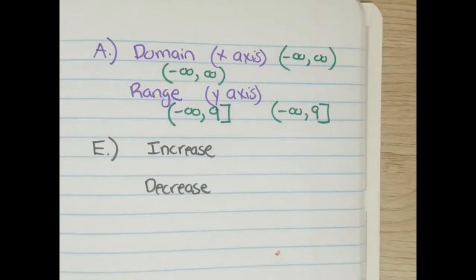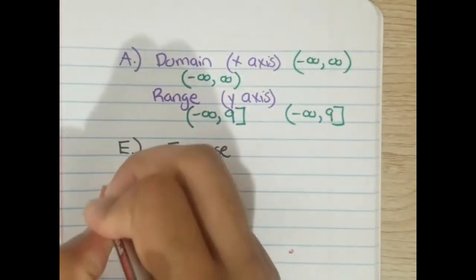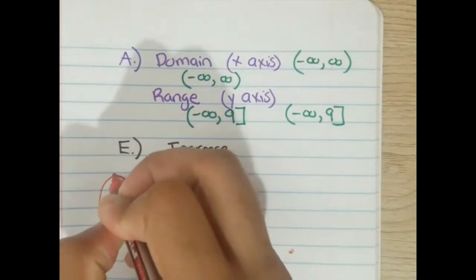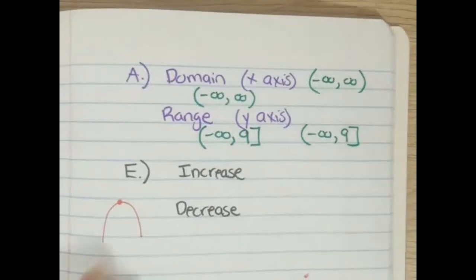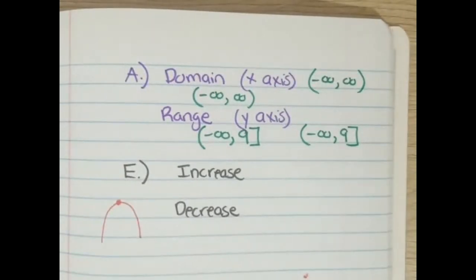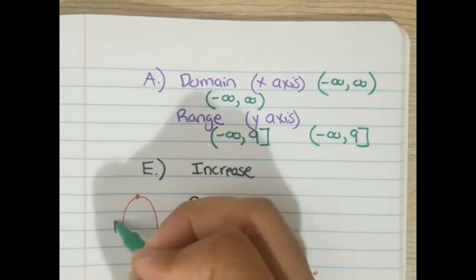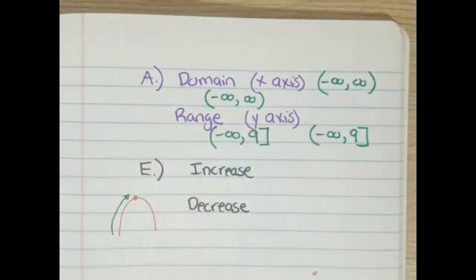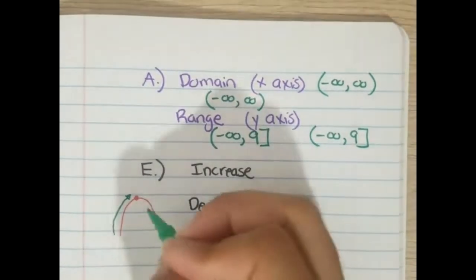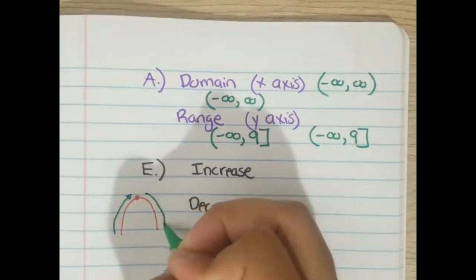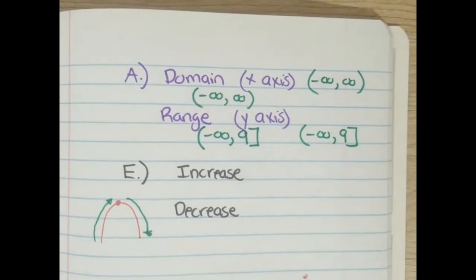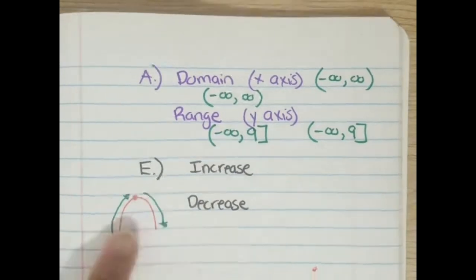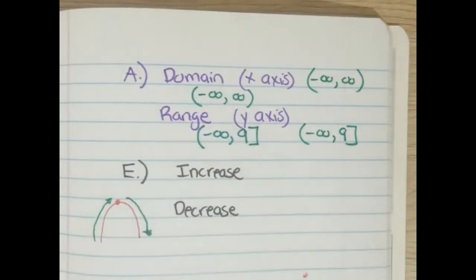And the general shape of our graph was an upside down U. So if we were to walk on this graph, I know I'd be walking this way, going up to the vertex, then I'd be walking this way, going away from the vertex. So hopefully this gives you an idea of where it's increasing and decreasing. The vertex is like where it splits up.